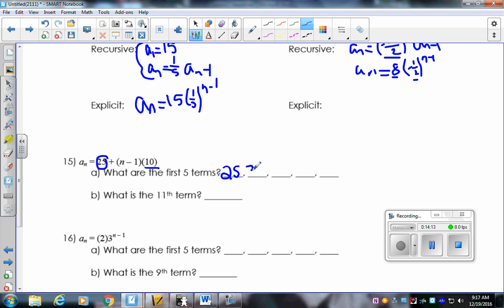So if I'm going to write out my first 5 terms, I'm just adding 10. I can just do it by hand. I don't need to use a formula. Just add 10. We're good at that.